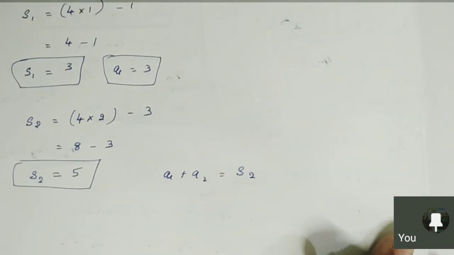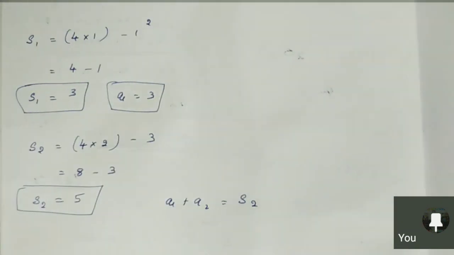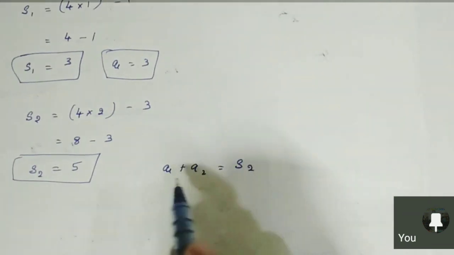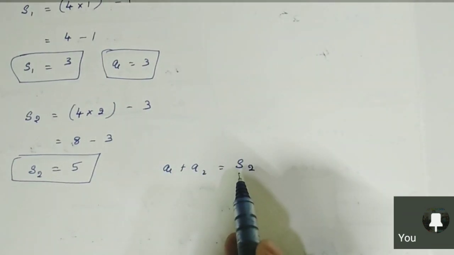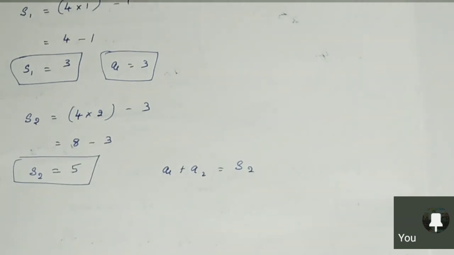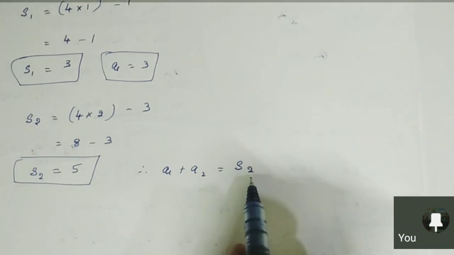Here, for the first term, only one term is there. The sum of the one term is the same term, that is 3. Here, the sum of the first two terms in this AP is S2. Are you clear? Yes, sir. Therefore, A1 plus A2 is equal to S2.